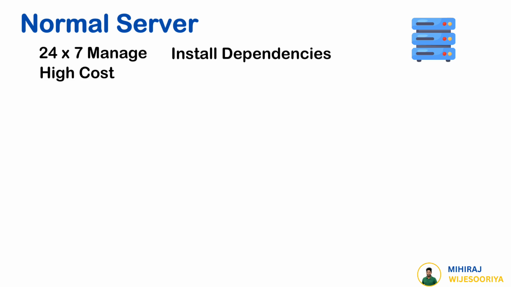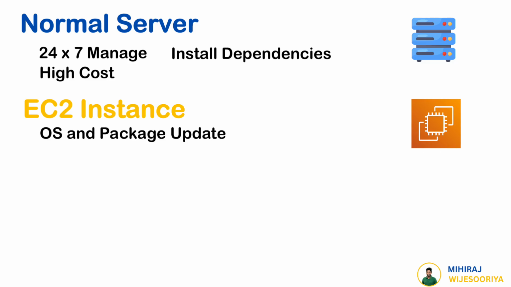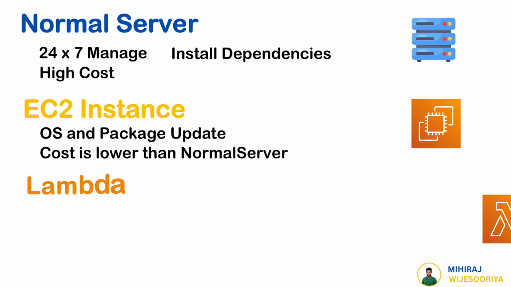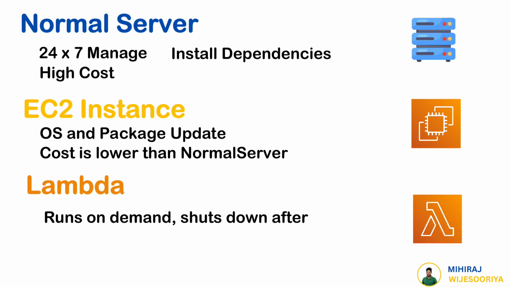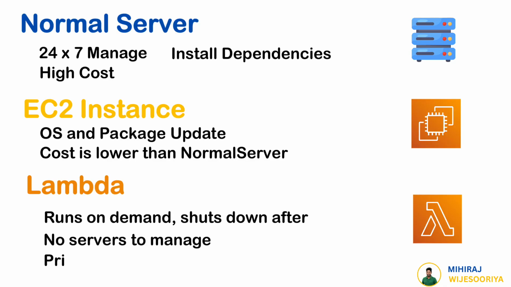Then you think, okay, let's move to AWS EC2. Nice move. Now AWS manages the hardware, but you still have to handle OS updates and dependencies. But then comes Lambda, and Lambda says, bro, I got this. You just bring your code and I'll take care of the rest. That's the magic of Lambda. It runs only when needed. When you send a request, Lambda wakes up, does the job, sends back a response, and then goes, good night, and shuts down. Unlike a normal server that runs 24/7, Lambda says, I only work when there's work to do. That's why we call it event-driven architecture.